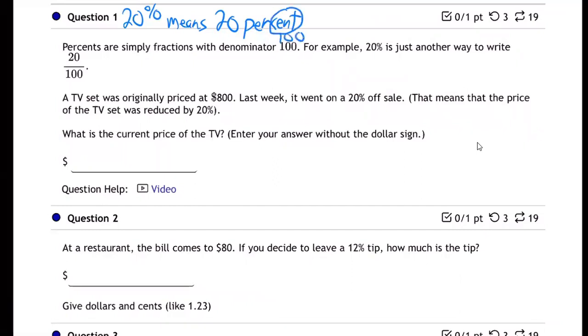Century is 100 years, isn't it? Or a cent is 1/100th of a dollar. So when we say 20%, we are saying 20 per 100. That's what we're saying. 20 per 100, 20%, 20 per century, 20 per 100. So 20% means 20 per 100. That's what they're telling us on this problem. That's the real meaning of the percent.